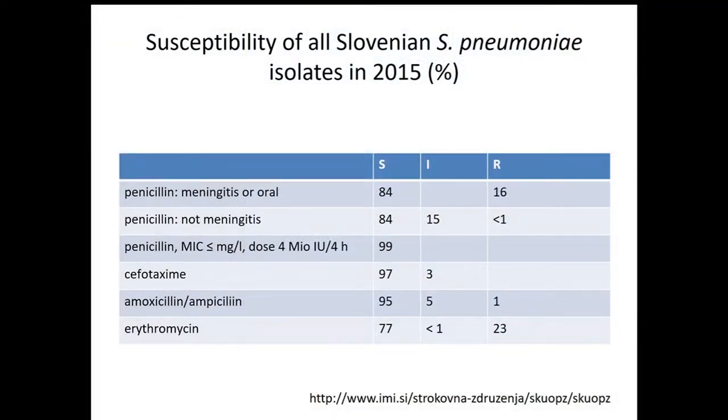But the problem lies, actually, our real problem is the resistance to erythromycin, to macrolides, that is still around one quarter. It was much more a couple of years ago. It's going down, but really, really slowly.